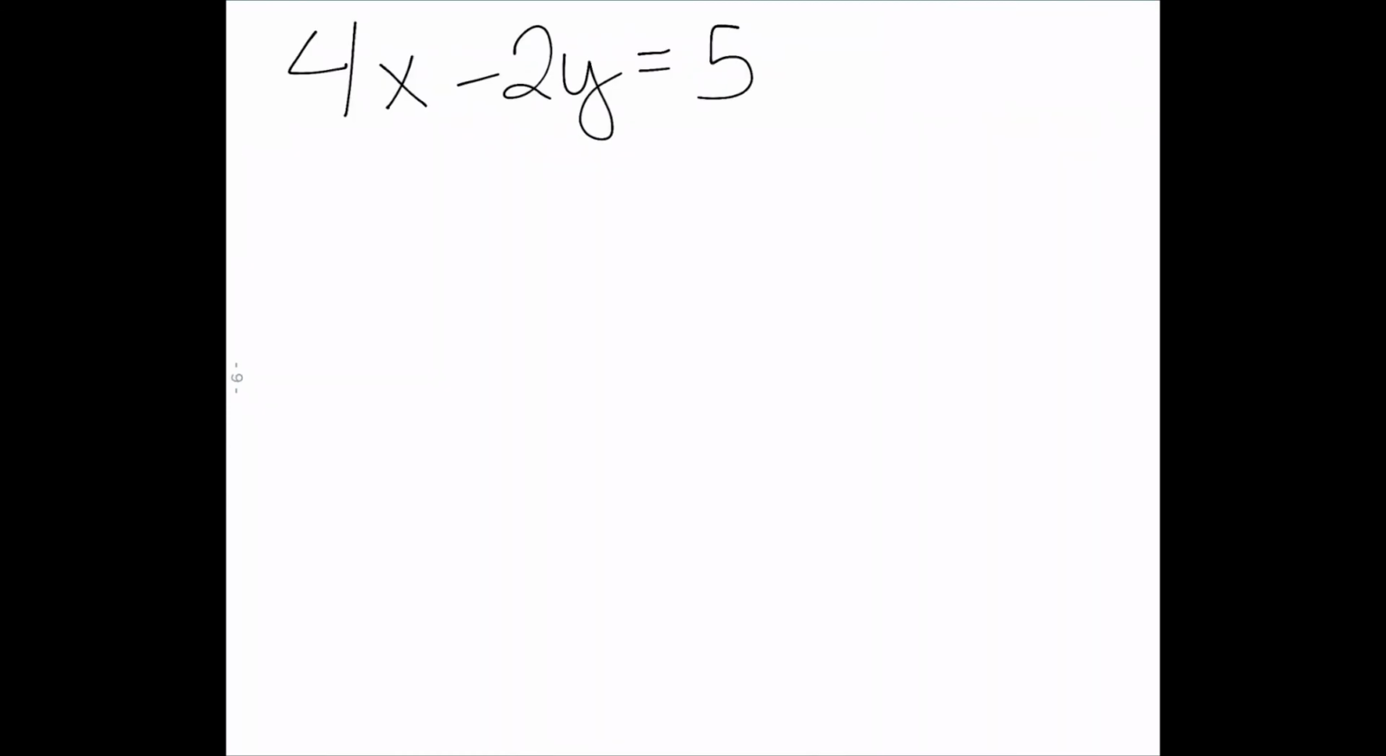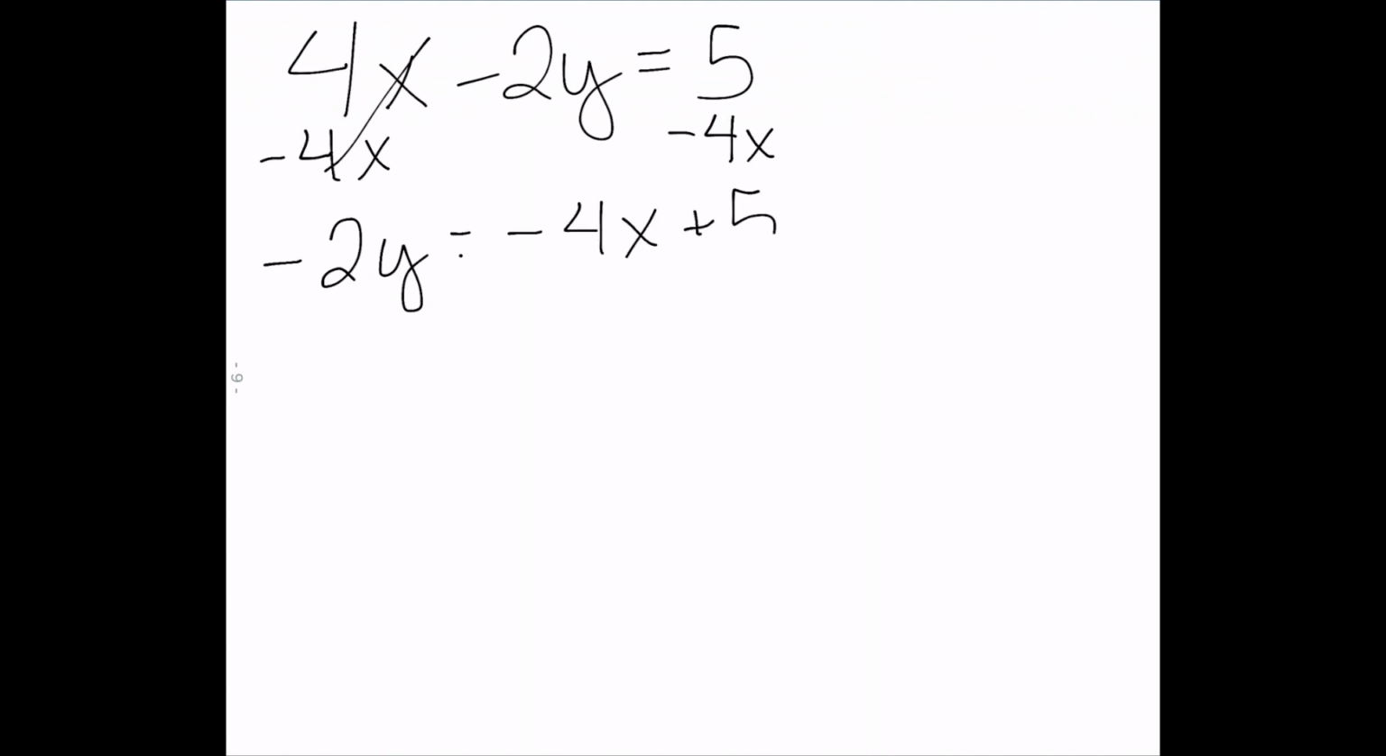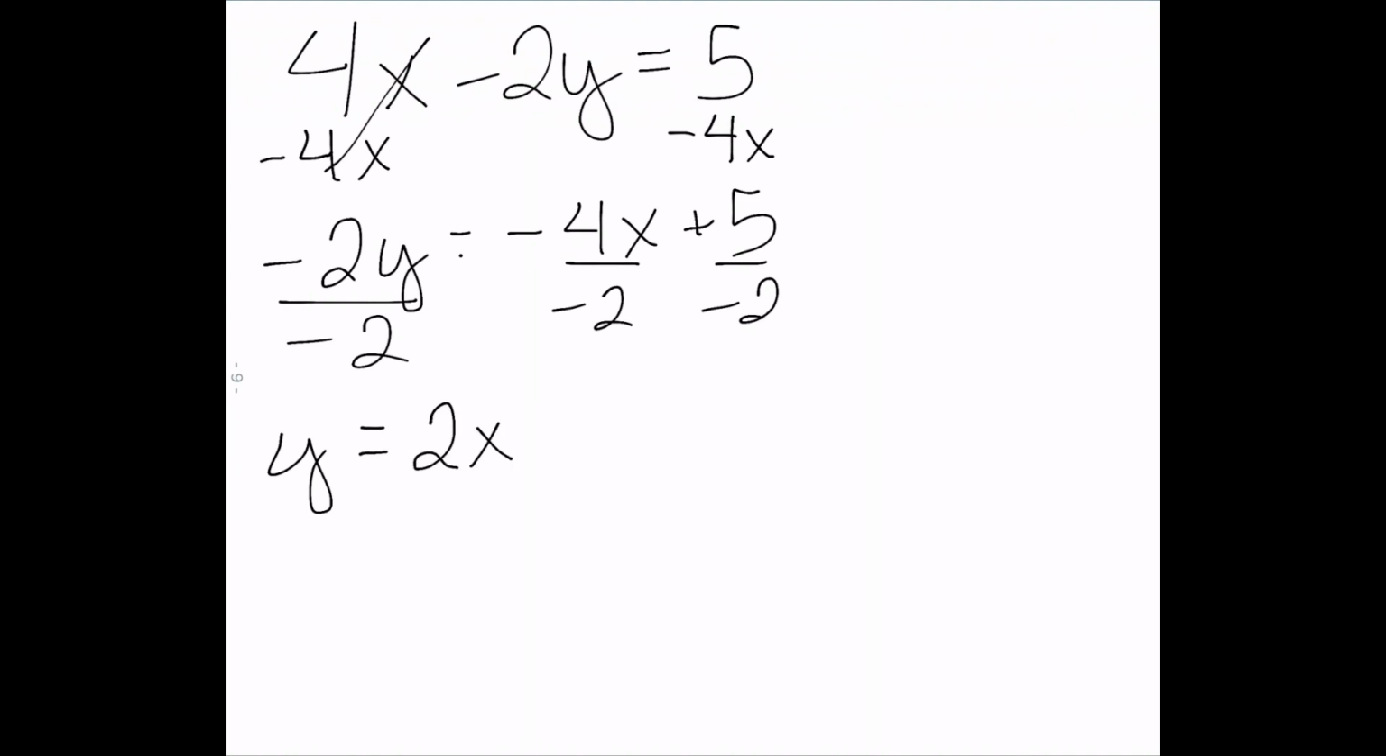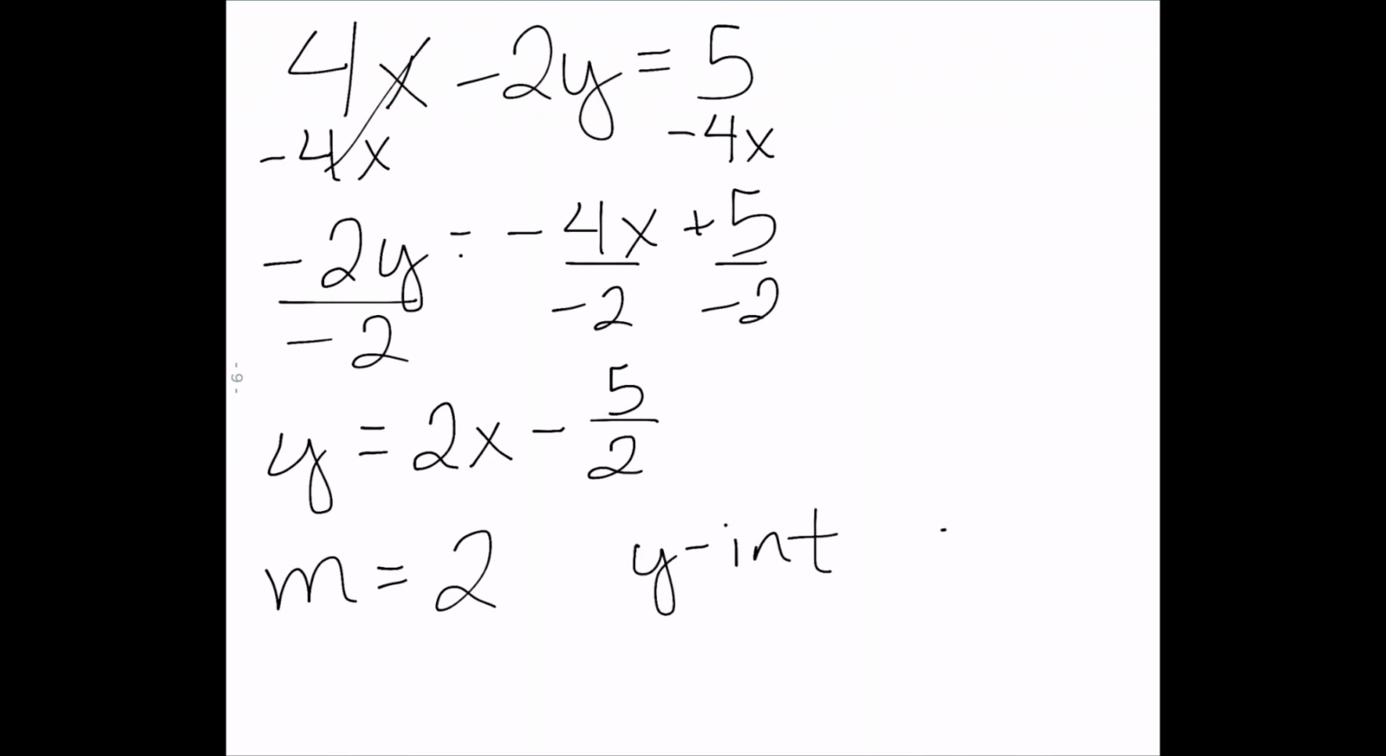For my last example, let's suppose I have this equation of a line, 4x minus 2y equal to 5. In general, we like to have these as y equal to, so I'm going to subtract 4x from both sides. On the left, I have -2y. On the right, -4x plus 5. I'm then going to divide everything by -2. So on the left, I have y. On the right, -4 divided by -2 is 2x, and then -5 over 2. So my slope here is 2, and my y-intercept is going to be -5 over 2.